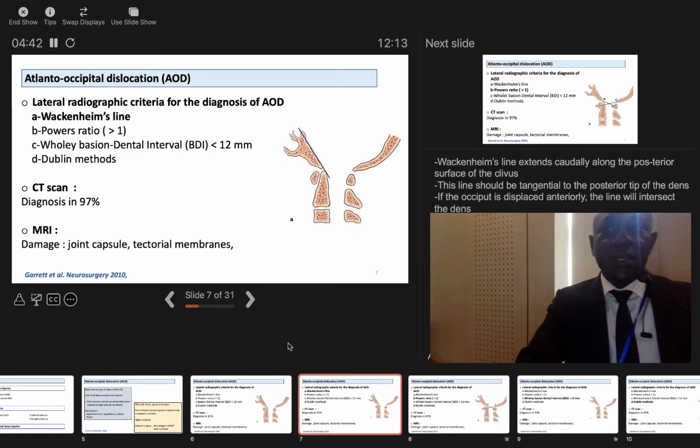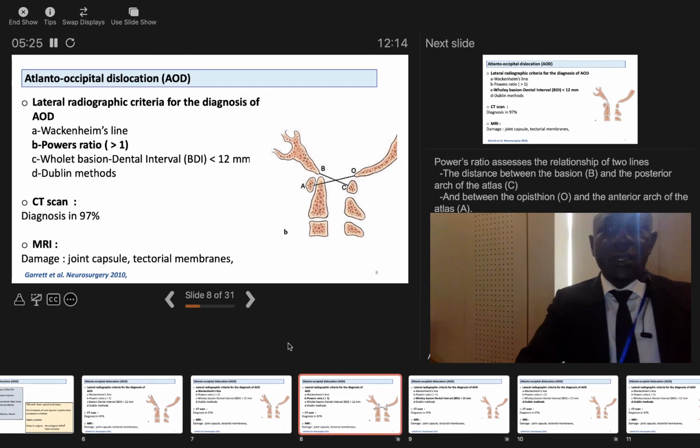The Wackenheim line extends caudally along the posterior surface of the clivus. This line should be tangential to the posterior tip of the dens, and if the occiput is displaced anteriorly, the line will intersect the dens, and if the occiput is distracted or displaced posteriorly, the line will be separate from the tip of the dens. Traditionally, this technique has been used to assess basilar invagination, but can provide a general assessment for dislocation.